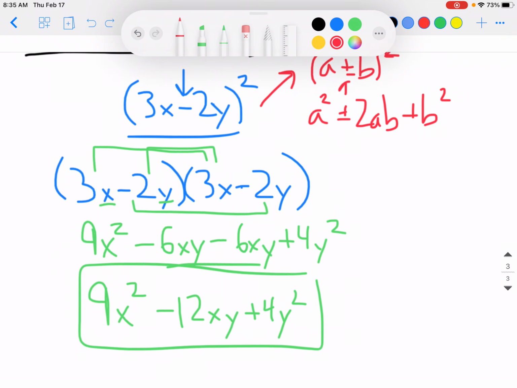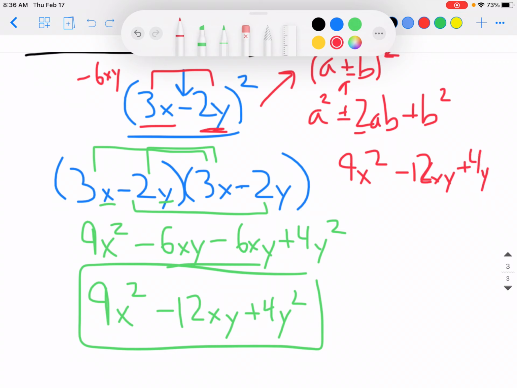So we can use this shortcut, and we'll get a squared is going to be 9x squared. We multiply these two together, that would be negative 6xy. And then we're going to double it to get minus 12xy. And finally, square this guy, plus 4y squared. So there are two ways to go about this problem. You can use this shortcut, or you can just FOIL it out. Either way, though, you should arrive at the same answer.